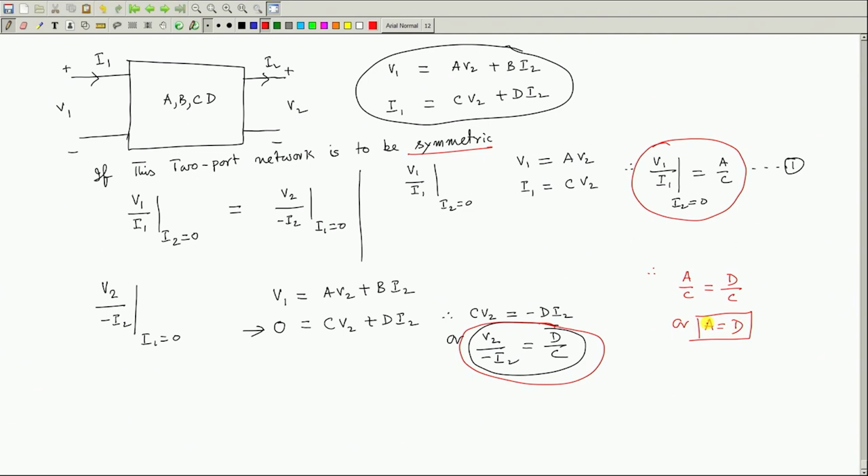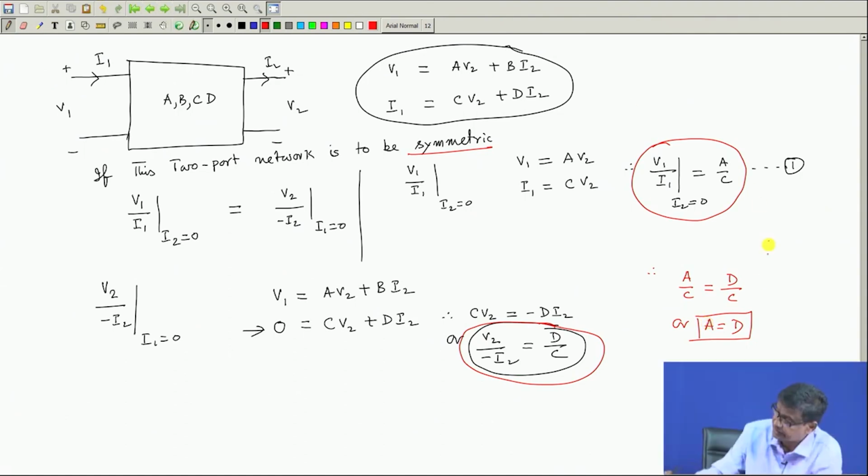In the same way, we have found out the conditions for a network to be reciprocal. Like that, several conditions we have found out. Now, what I will do is this. So, this is the thing. Understood?